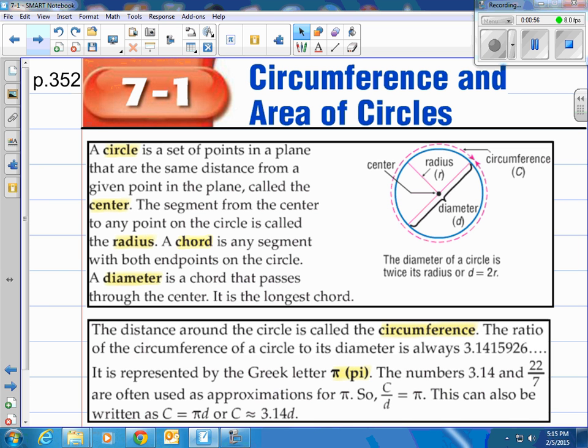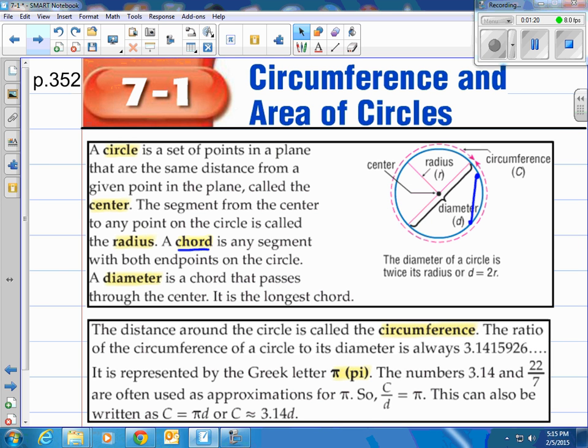And you can see the locations of these pieces as I read this to you. A chord is any segment with both endpoints on the circle. Now, that's the one thing they don't have a picture of. Let me draw one for you in blue here. If I were to just take, let's say, a point here on the circle, and then another point here on the circle, and I connected that, that's called a chord.